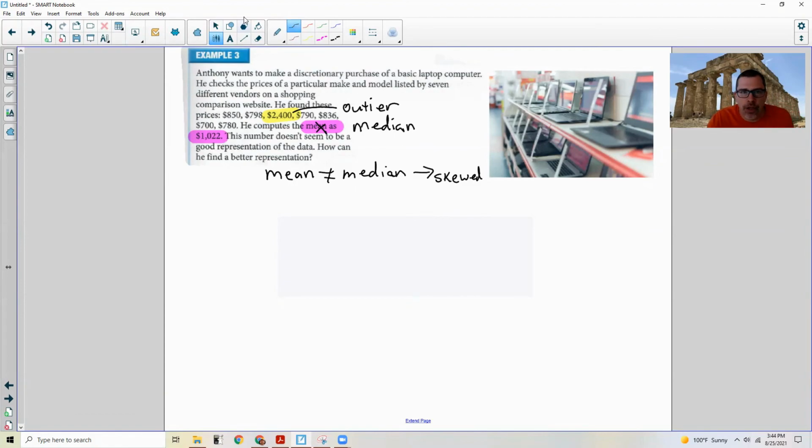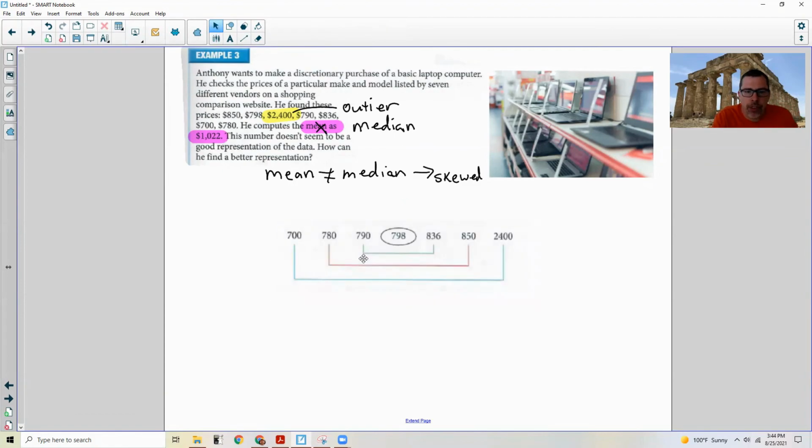Let me just show you how we're going to represent this data. We are going to put it in an array, which means put it in order from least to greatest. So 700 was the cheapest computer and 2,400 was the most expensive, and these were the values in between. When you do that and you have an odd number of elements in your set, you just take the middle number when they're in order. So 1, 2, 3, 4, 5, 6, 7 pieces of data. 4 is in the middle, 3 on each side. This is our middle, and therefore that is our median.